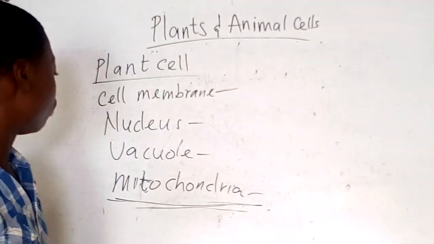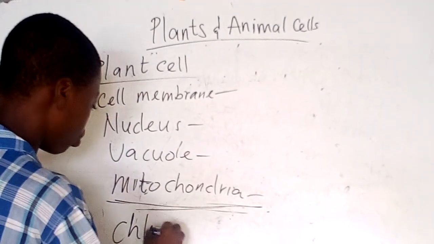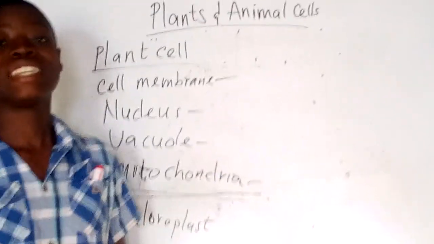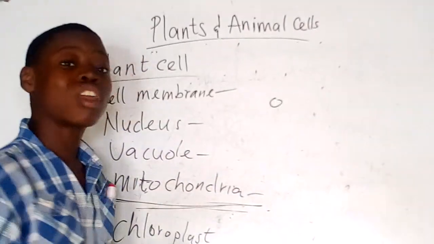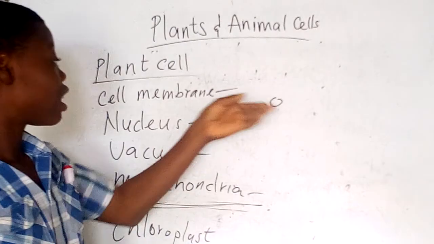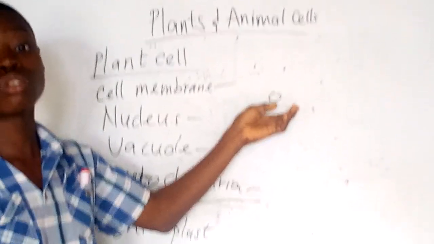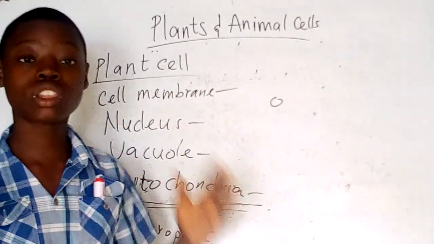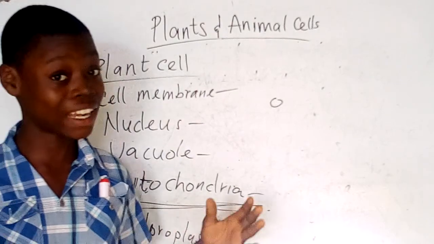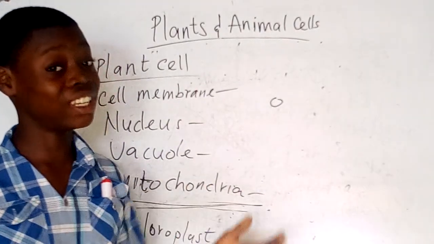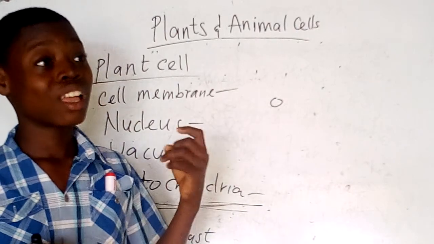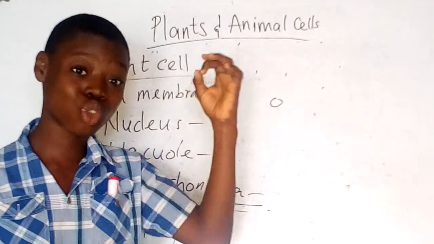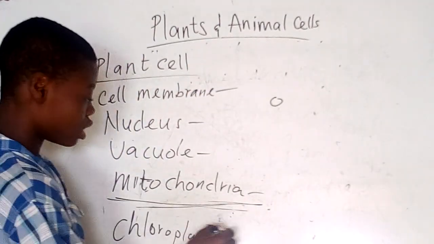Okay, we are going to move on to the chloroplast. The chloroplast is the second smallest part of the cell that helps the plant to provide its own food. Without the chloroplast, plants cannot make their own food. The chloroplast contains chlorophyll. We learned in photosynthesis that chlorophyll helps plants to attract sunlight through the stomata. Okay, let's move on.